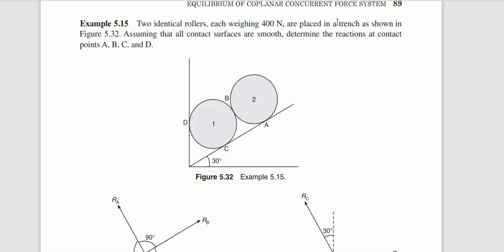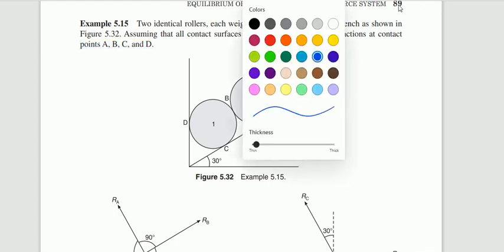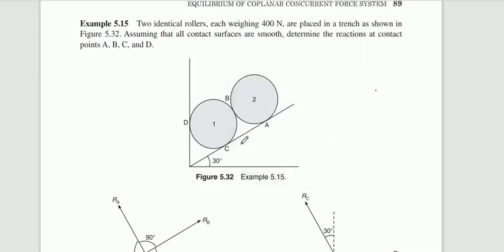They are placed in a trench as shown in the figure, which means it is placed at an inclination of 30 degrees. Assuming all the contact surfaces are smooth, determine the reactions at the contact points A, B, C, D. So I have to determine the reactions at all the contact surfaces. Here the relieving thing is that the inclination is given, so there is no need to consider the triangle and find the inclination. But by considering our theory, you can easily write the inclination here.